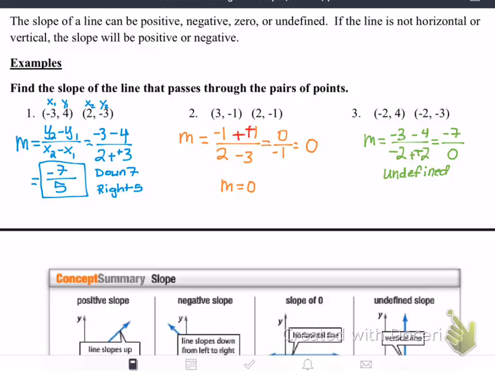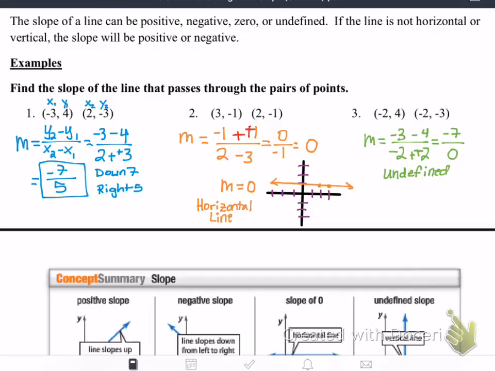Now, let's go back to number 2 and think about what a graph might look like here. Let's say I have this graph. For number 2, if I plotted 3, negative 1, and 2, negative 1, those would be my points. If I connected these points with a line, what kind of line is that? It's a horizontal line.